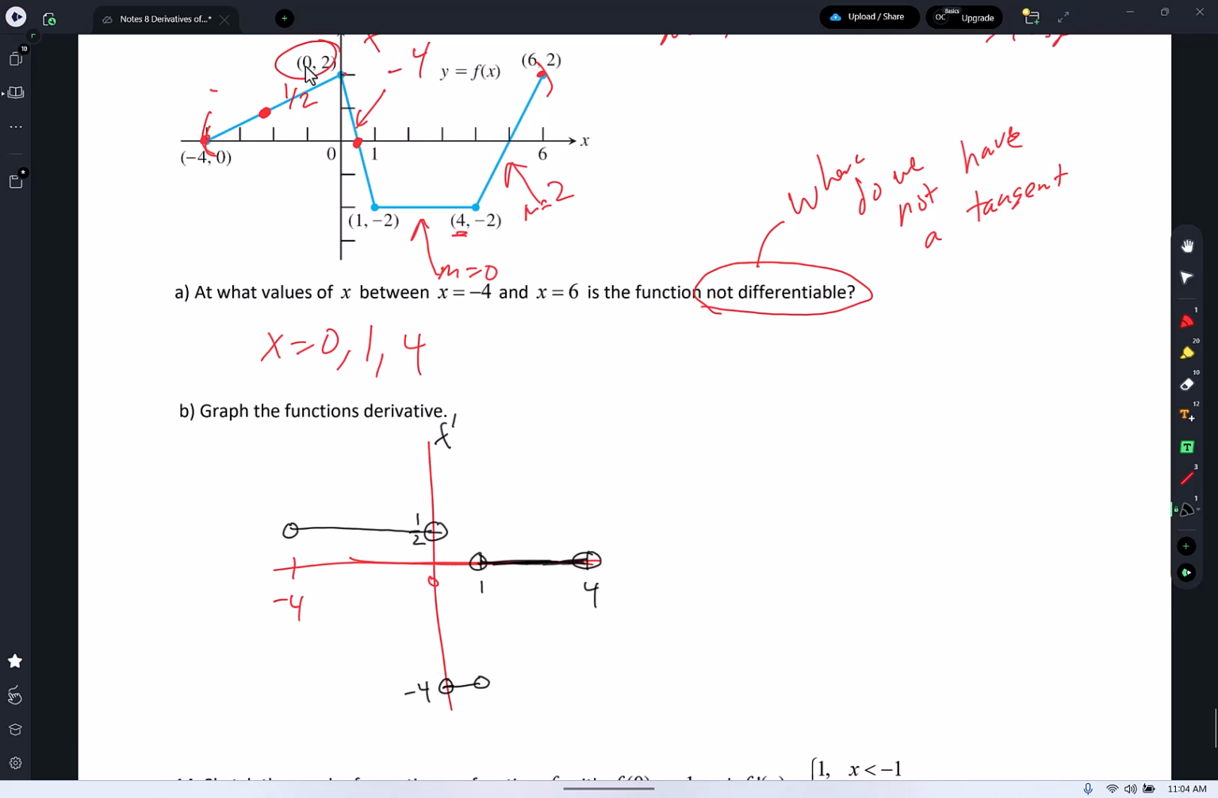Between 4 and 6, my slope is 2. I'm going to go up to 2. I'm going to say this is 2. Open circle 4, open circle 6. And there it is. Are we okay?